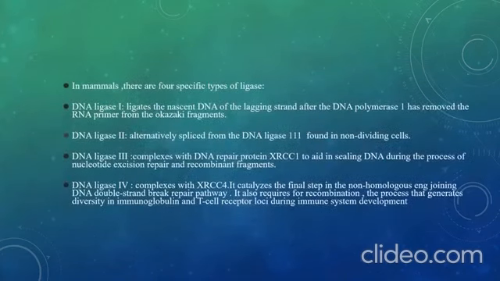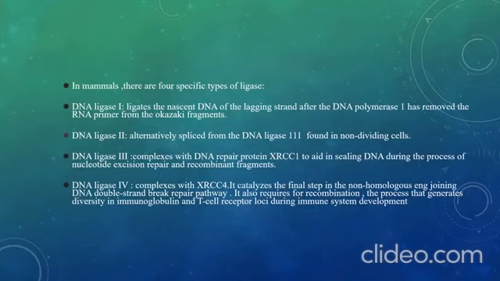In mammals, there are 4 types of ligase. DNA ligase 1 ligates the nascent DNA of the lagging strand after the DNA polymerase 1 has removed the RNA primer from the Okazaki fragments. DNA ligase 2 alternatively is spliced from the DNA ligase 3 found in non-dividing cells. DNA ligase 3 complexes with DNA repair protein XRCC1 to aid in sealing DNA during the process of nucleotide excision repair and recombinant fragments. DNA ligase 4 complexes with XRCC4.